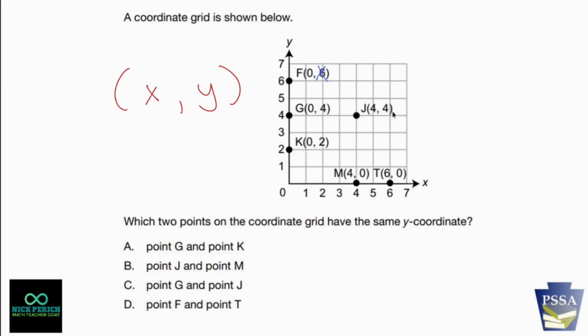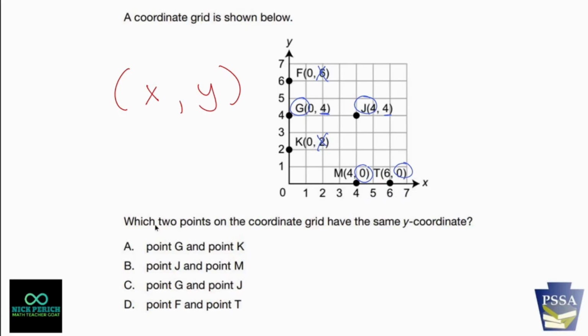4 and this 4 are the same y value. So G and J are an option. K, there's no other y value of 2, so K is not an option. But M and T both have 0 as y values. So my 2 possible answers are G and J or M and T.